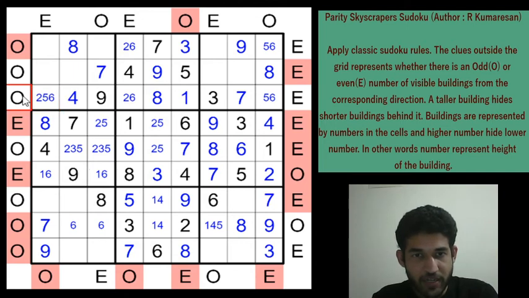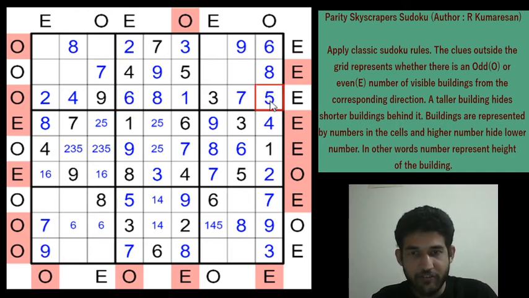But we have an outside clue which is odd. So if you have something greater than 4 here, then you will see only that building and 9, which gives you 2. So which means that this cell must be lesser than 4. So this must be a 2 now to satisfy this odd clue. Now we are seeing 3 buildings, which is odd. So this clue is also used now. Because of this 2, we get a 2 here using classic rule and a 6 here, and that gives a 6 here and a 5 here. Beautiful. We are neatly unraveling the Sudoku now.